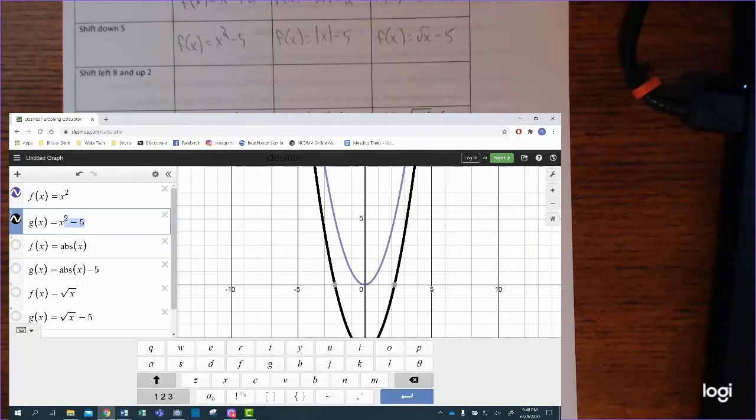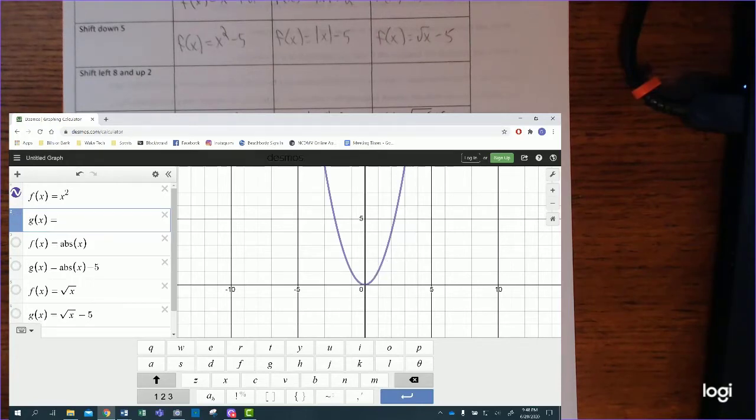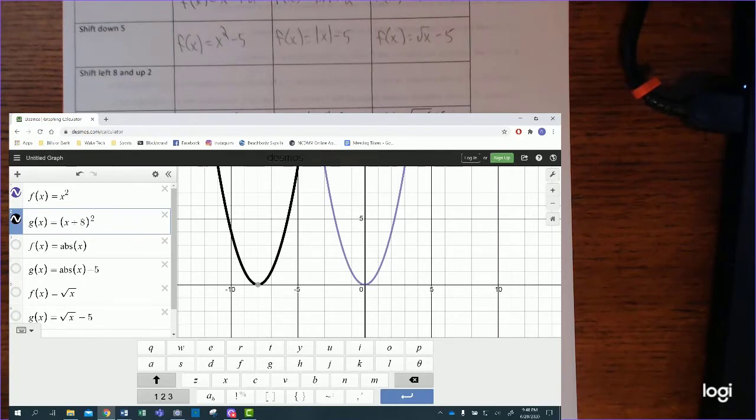So if you want this parabola to move left 8, x is your left and right function, so you're either going to add 8 or subtract 8. Remember, the x's don't play nice, so we're going to add 8 inside the function, and that's going to shift it left 8, and for up 2 we're going to add 2 to the outside of the function.